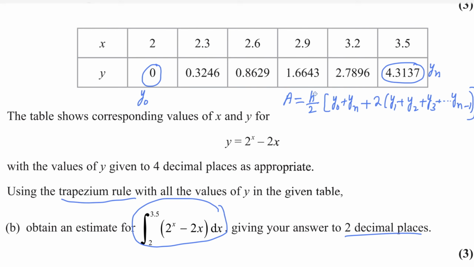h is the strip width, because you will divide the area of the trapezium into small segments. The length of each segment is called the strip width, and we can find that strip width by subtracting these two, or you can subtract these two, or all of them. It should be the same. 2.3 minus 2 will be 0.3. So you can find out this is h. This strip width will be equal to 0.3.